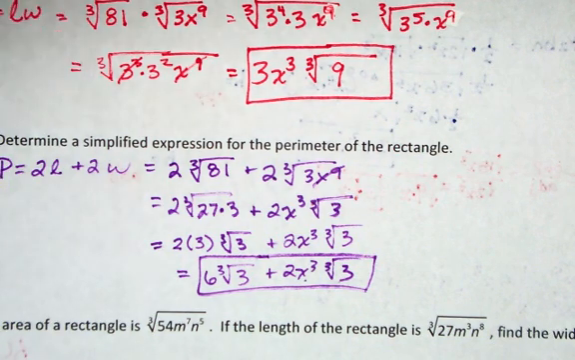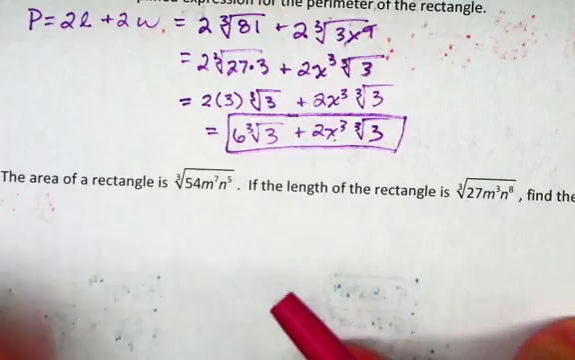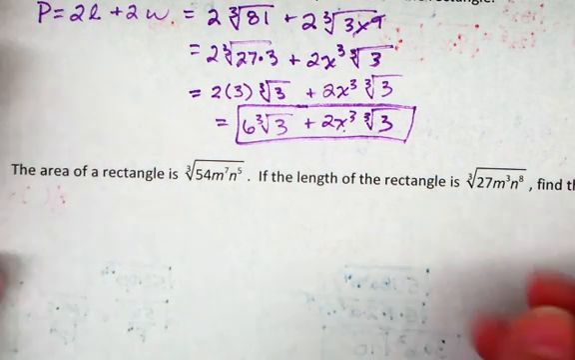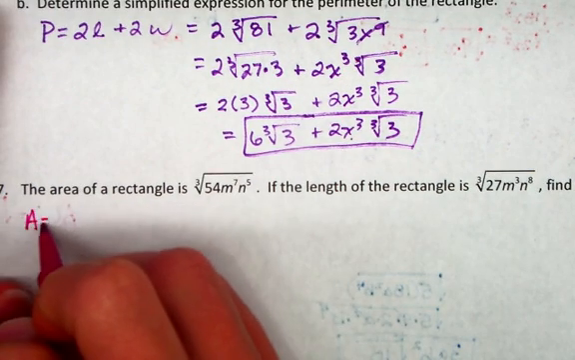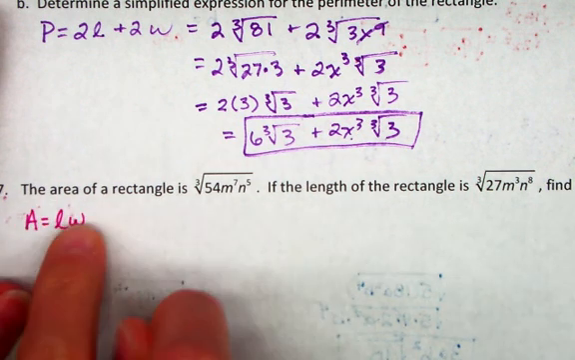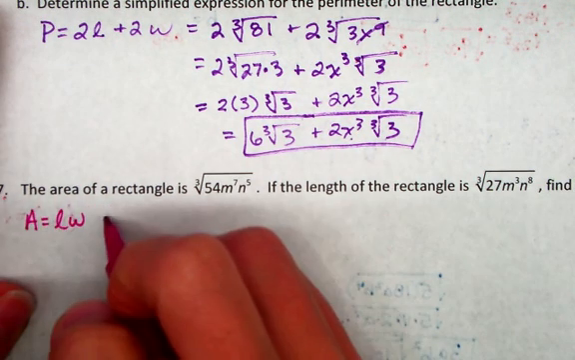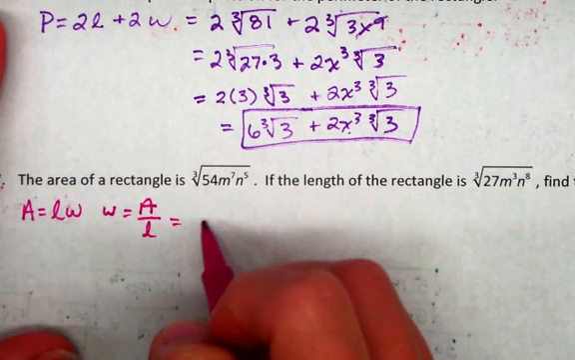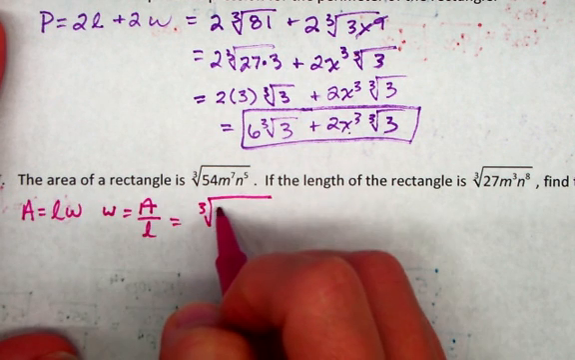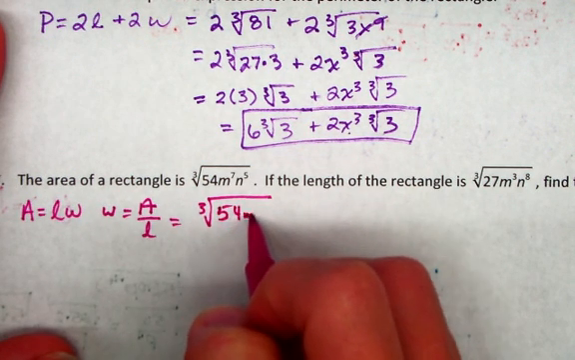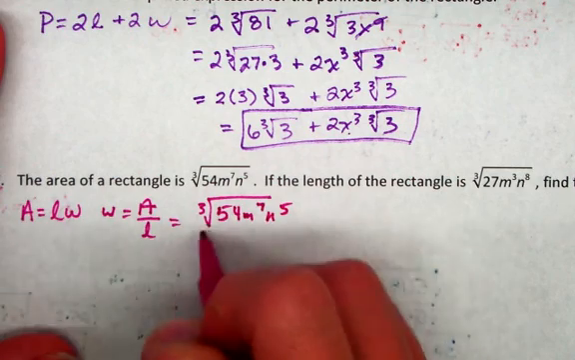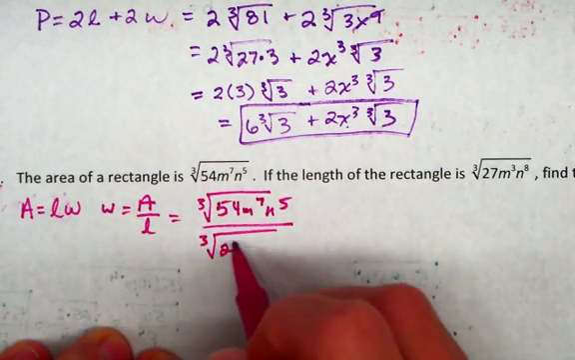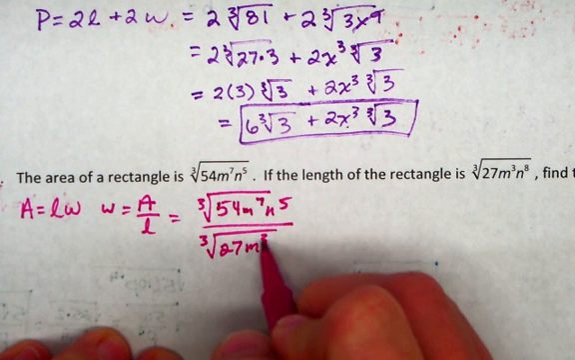For 7, they give you the area, and they tell you the length, and they want you to find the width. So if the area is length times width, and we want to solve for width, then the width is just the area divided by the length. So the area of this is 54 m to the 7th n to the 5th. The length is the cube root of 27 m cubed n to the 8th.